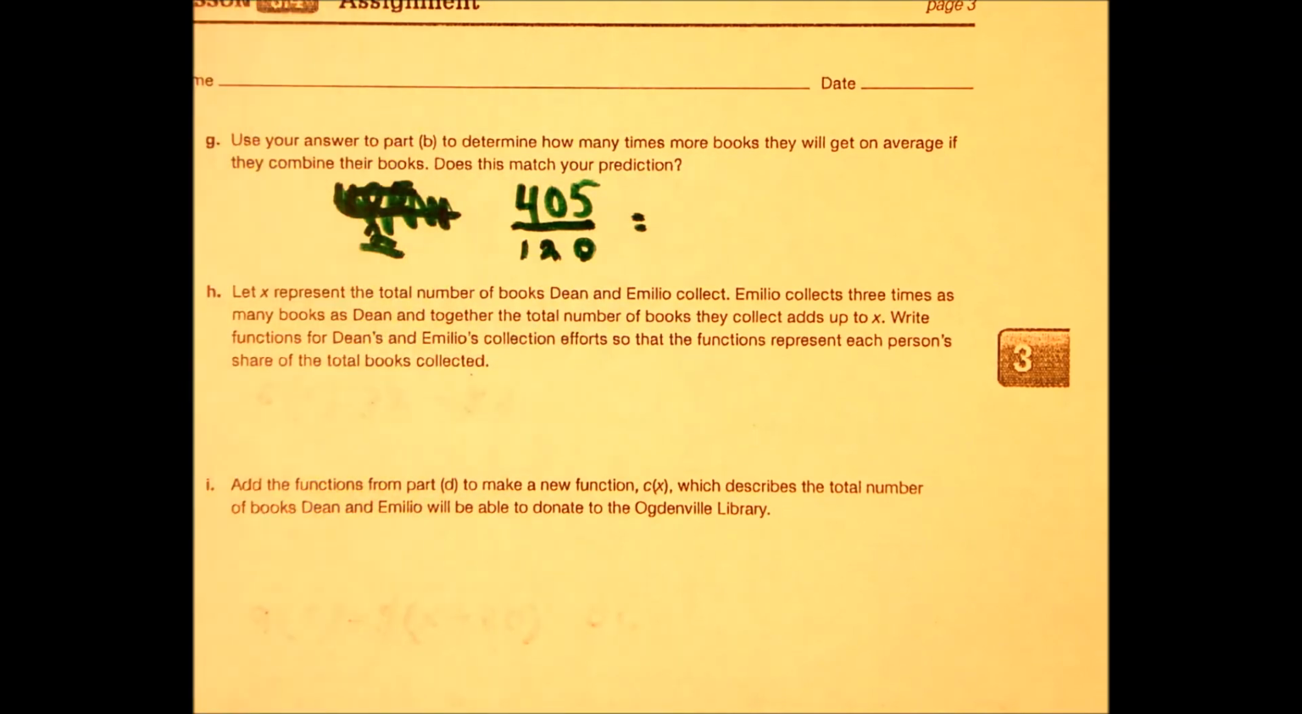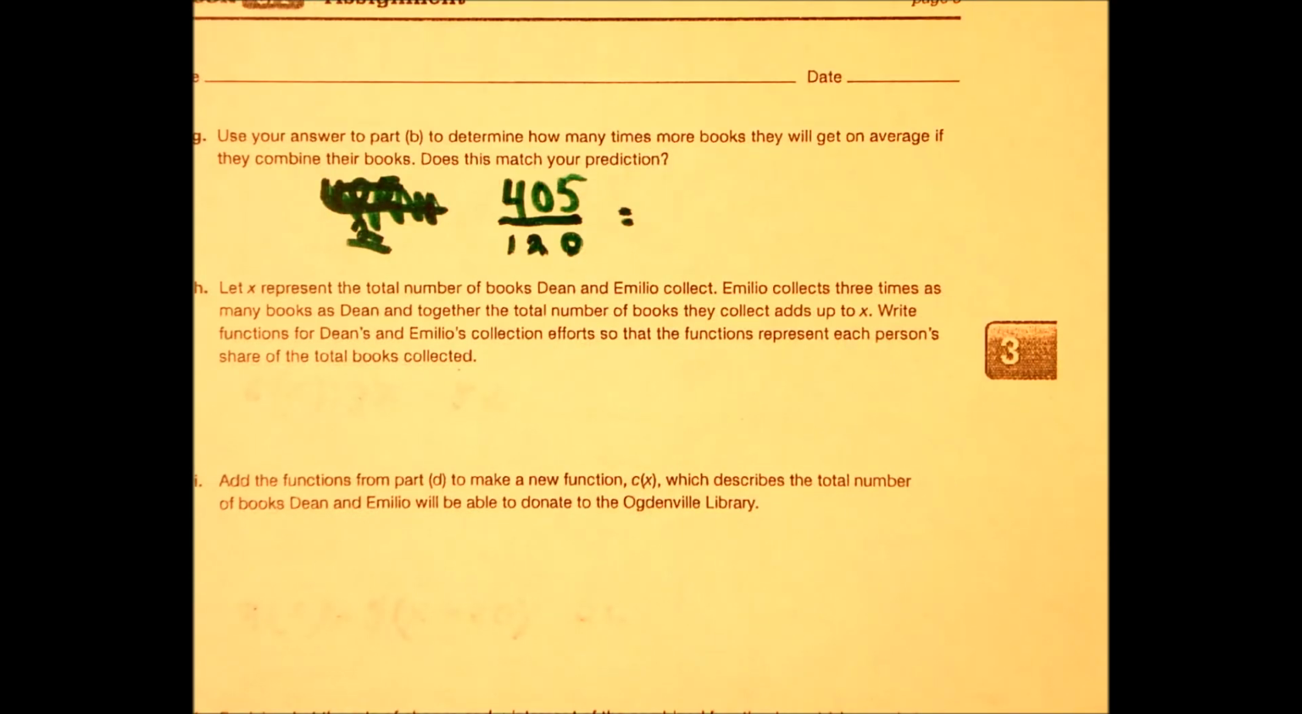3.375. So is that the same as our prediction? Our prediction was it was going to be about 2.5 times. It ended up being over 3 times, correct? So combining theirs gives them a lot higher rate of change. All right, so here we go.